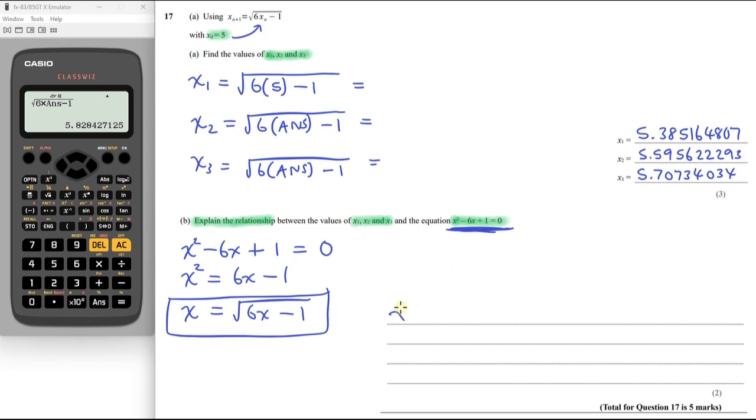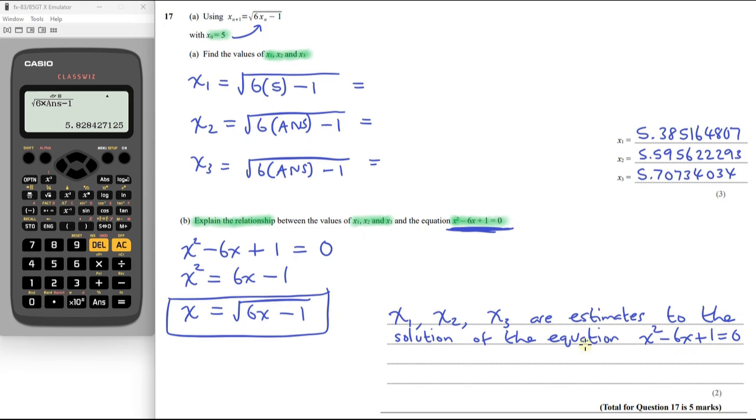So we can say that x1, x2 and x3 are estimates, because we know they're not the exact solution. The exact solution is 5.828, etc. So these are estimates to the solution of the equation. I'm just going to write down the equation: x squared minus 6x plus 1 is equal to 0. So they're estimates to this equation because when we rearrange this equation, we got this iterative formula over here.